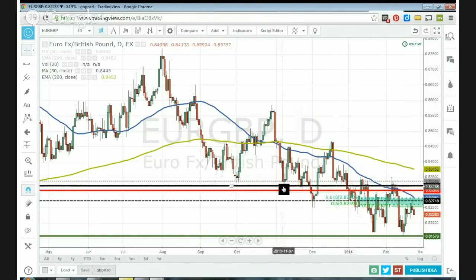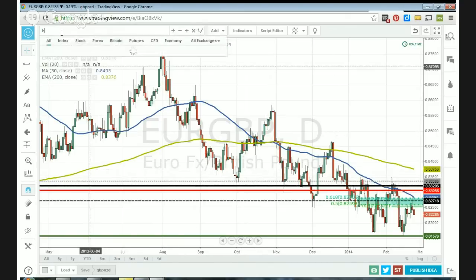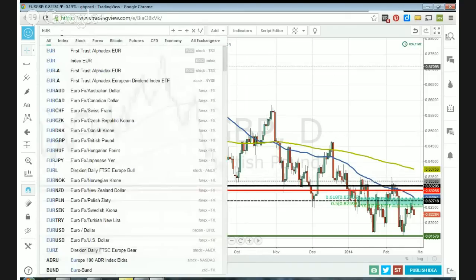I need to think a little more carefully, I suppose, about where to put my stop. Maybe give myself a little more room. But overall, I think it was more bad luck than bad trading. So in any event, with Euro Pound, just waiting.